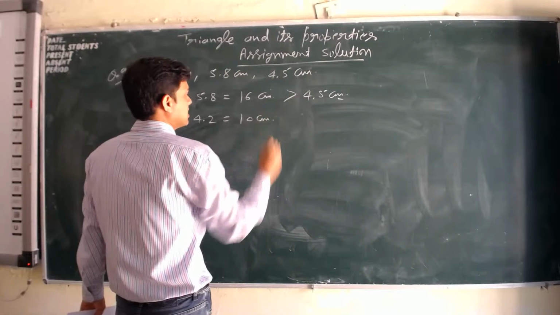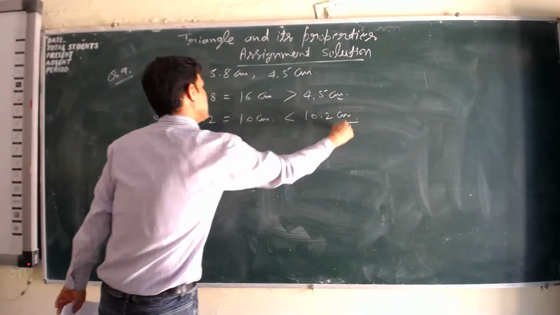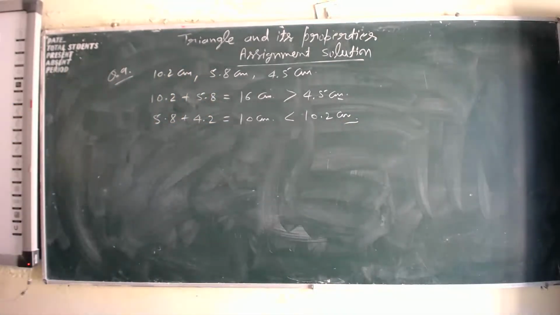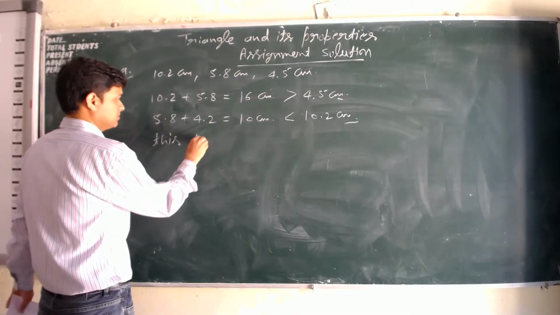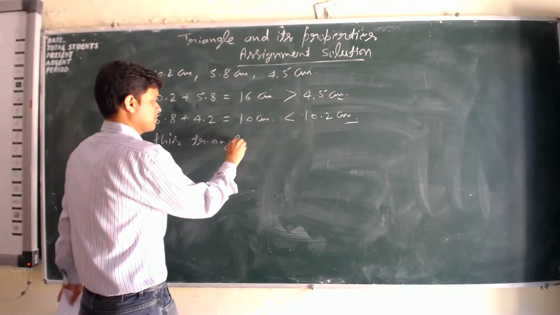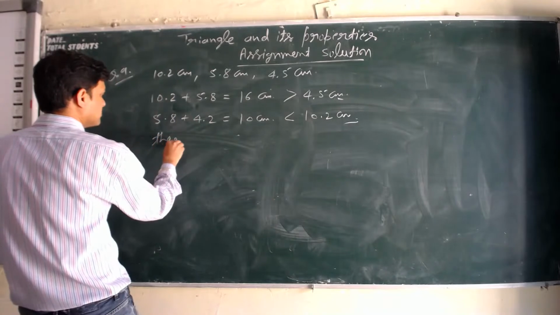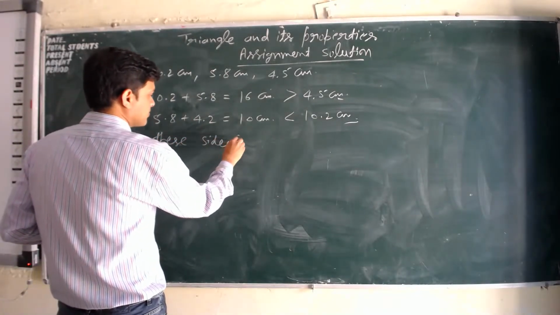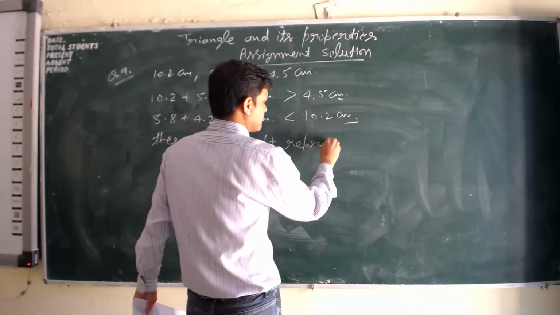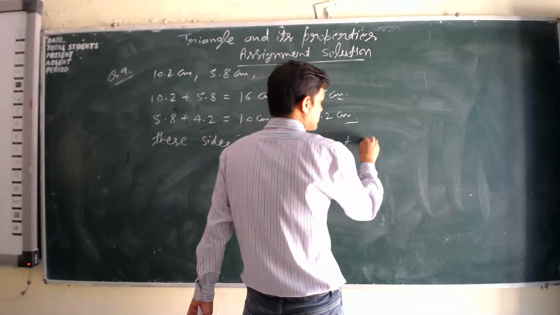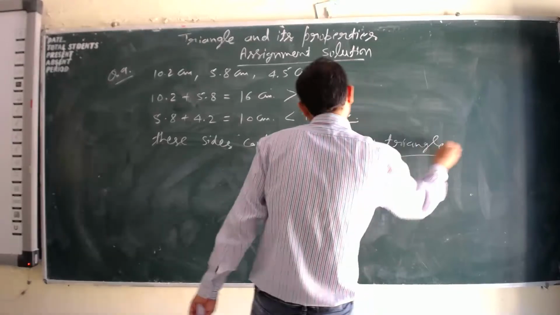10 centimeters, and it is not greater than, it is less than the third side. Okay, it means these sides can't be represented in a triangle. These sides can't represent any triangle. Okay.